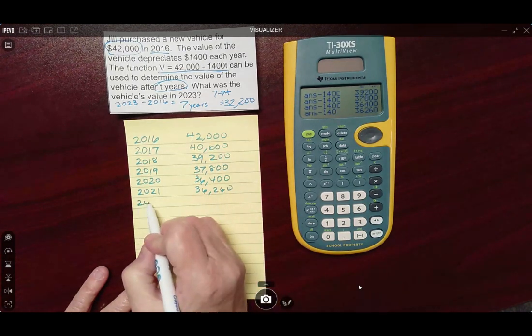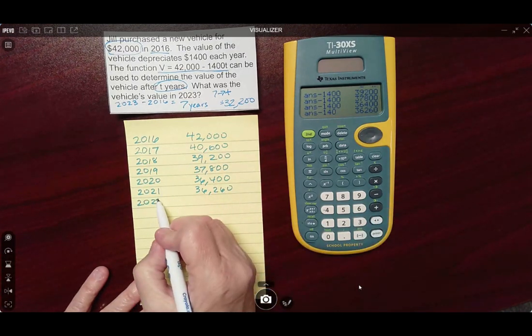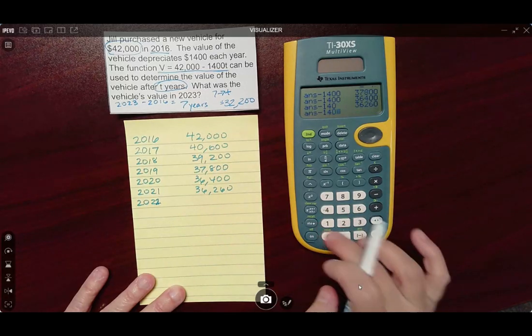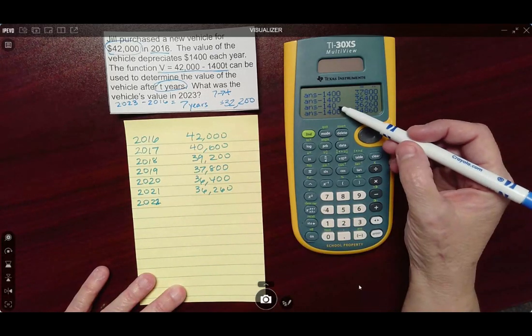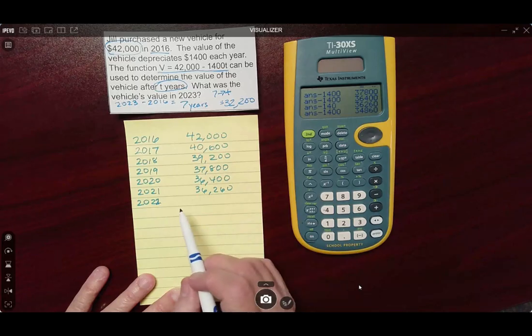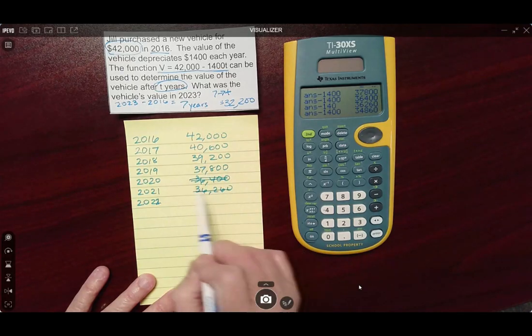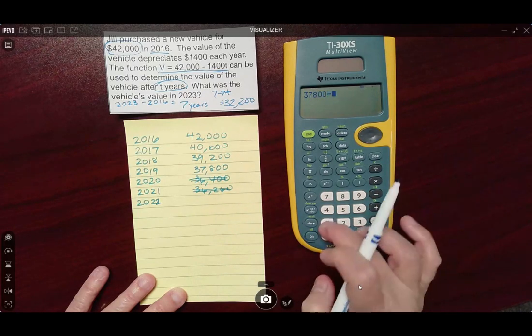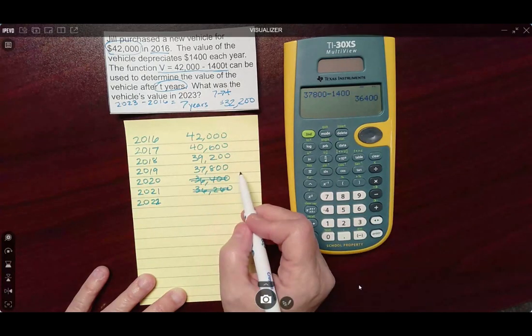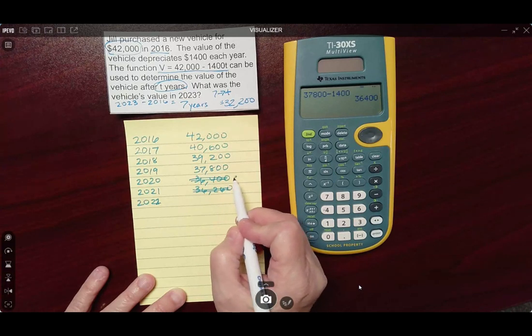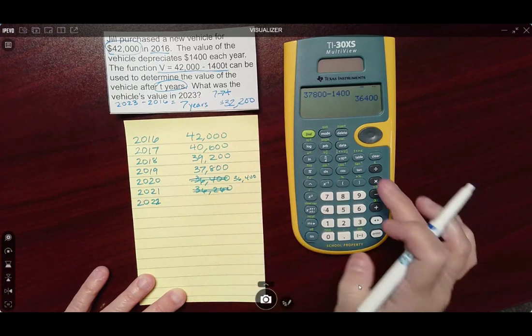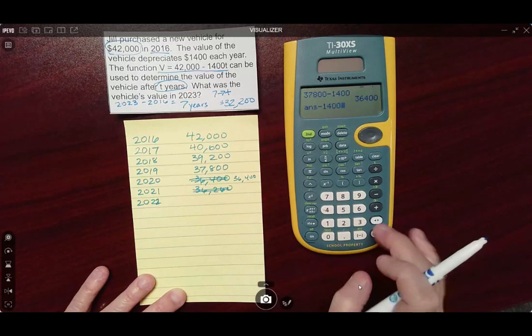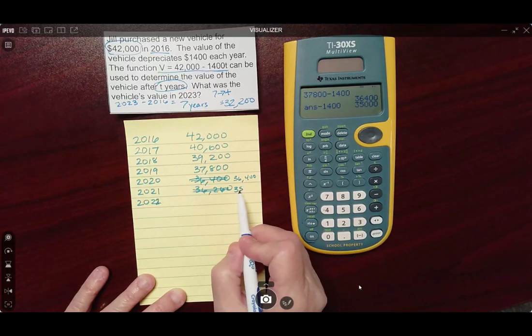2021, 36,260, 2021, 22 minus 1,400. Oh, oops, I messed up there, didn't I? I only subtracted $140 instead of $1,400. I missed a zero. So let's go back here. Let's go back to 37,800. 37,800 minus 1,400. So this is 36,400. That number was right. Minus 1,400 gives me 35,000.